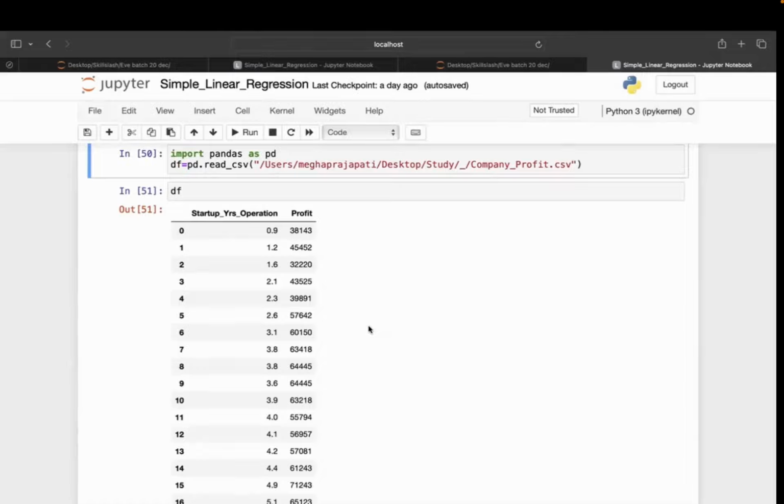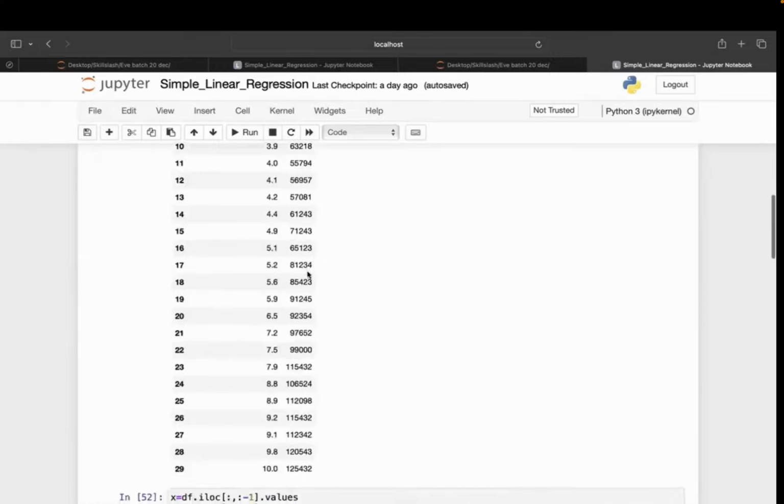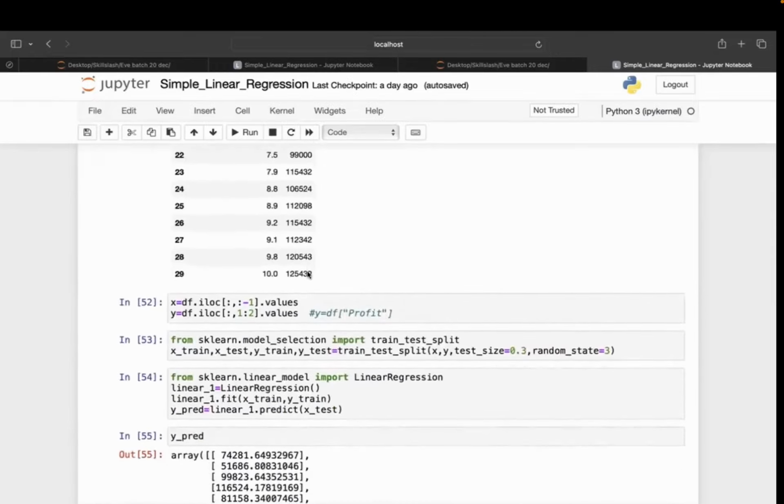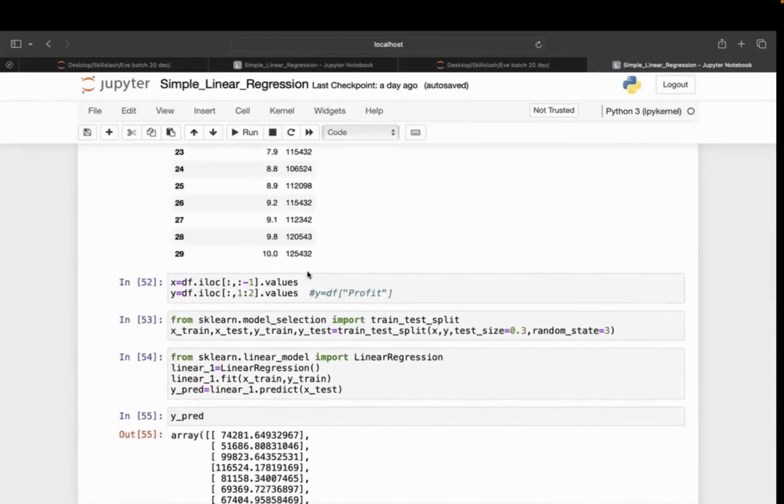So what does that mean? Startup year of operation means that we have, let's say, startups, and after the operational years, what kind of profit they are giving, right? So we were trying to find out the simple linear regression model, and we are trying to check how much accuracy this data set is going to give me while training it.